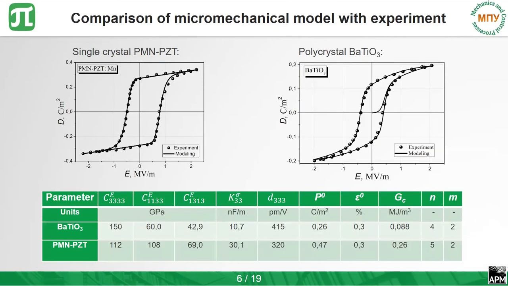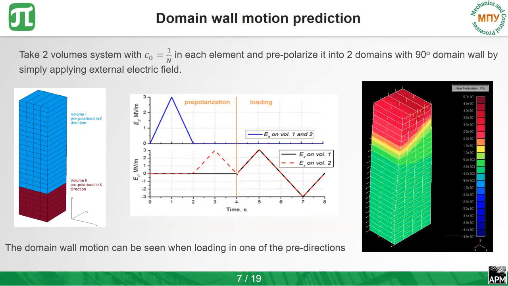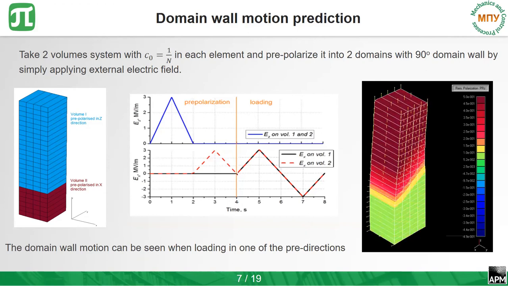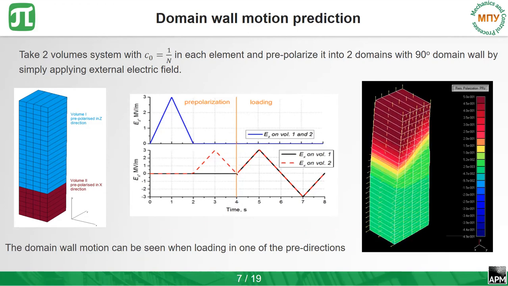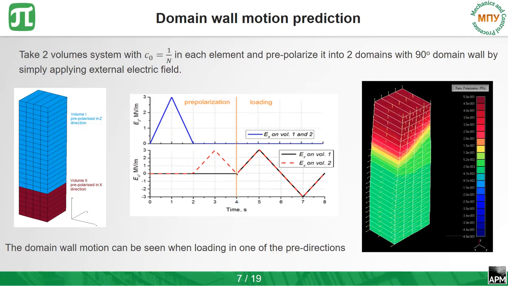Now, with just the basic model, we achieved some good results for both single crystal and polycrystal ceramics, and here are some results with parameters, showing that the modeling results are close to experimental. Staying at that part where c0 is 1 over n, the interesting result that we achieved was the prediction of domain wall motion.